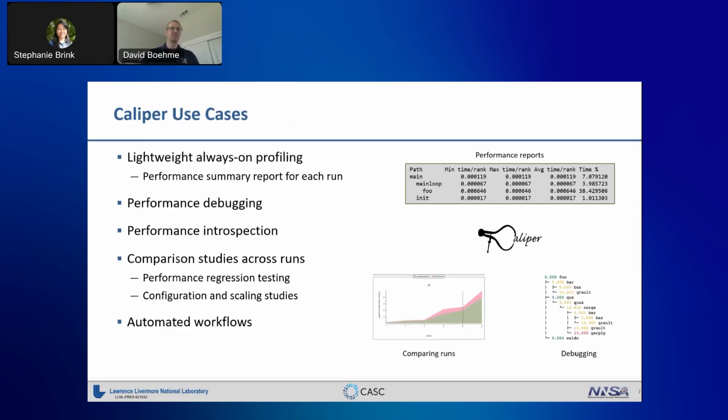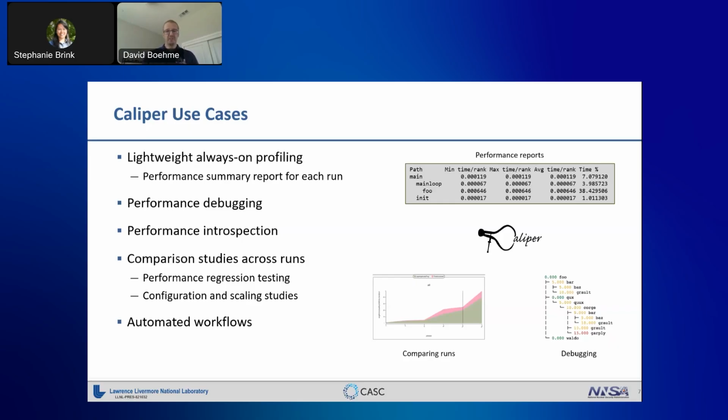What can you do with Caliper? There's a variety of things. You can use it for lightweight always-on profiling, so you can always have the program output some performance analysis information as it goes, like printing a brief runtime report for each run. You can use it for performance debugging if you want to drill down into some bottleneck that you suspect. You can even use it for introspection, so the application can itself query how much time it is spending in certain regions. We're not covering that in this tutorial, but it is an option.